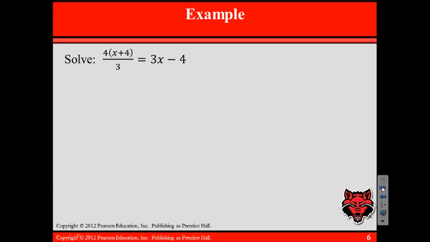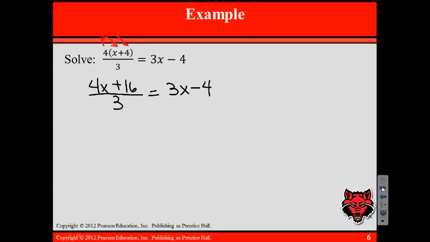In this example, we have a fraction on the left-hand side. We have parentheses in the numerator of that fraction. And on the right-hand side, we do not have like terms. So let's start by distributing the 4 on the left-hand side in the numerator. So 4 times x will be 4x. 4 times 4 is 16. So 4x plus 16 all over 3 equals 3x minus 4.